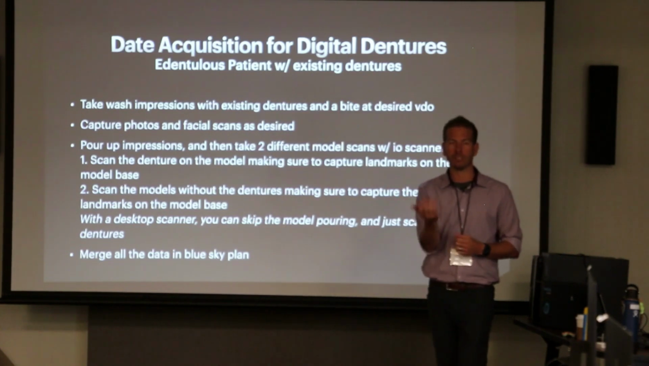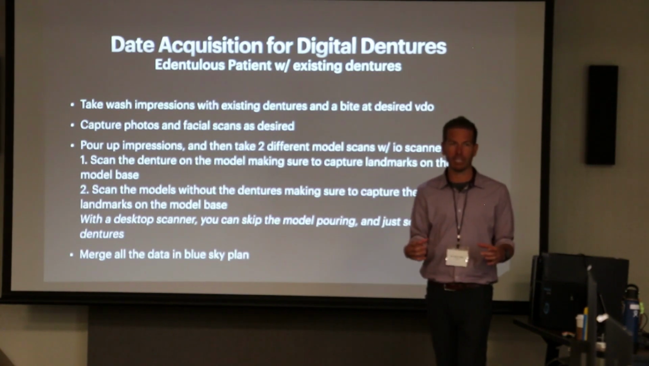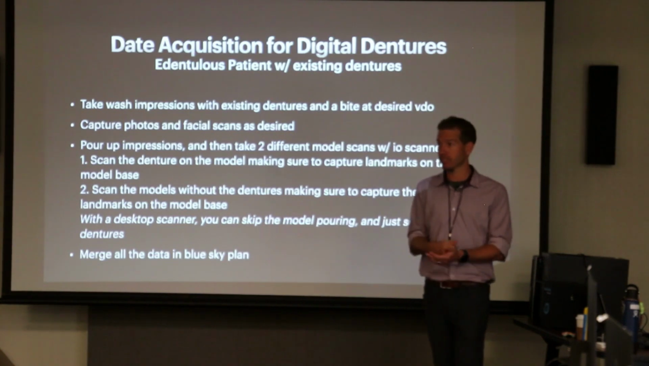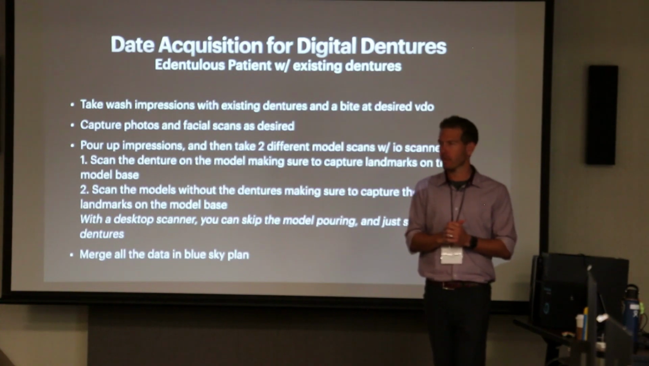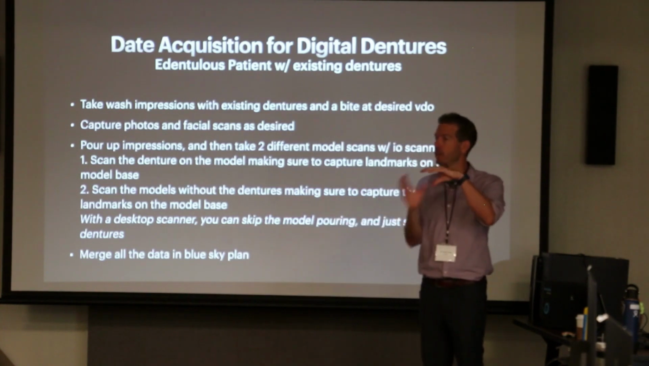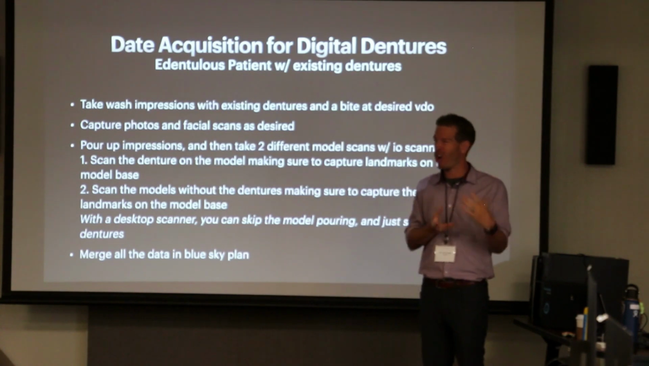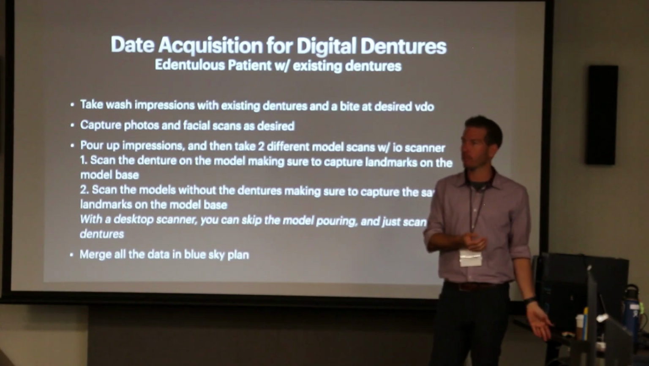You wash impression someone's denture, you pour up a stone model, let it set up, make sure you have a good landing area with some sort of obvious landmarks that are going to show up in both the scan of the denture on the model and the model itself. Why do you have to do that? So that when you bring both of those models into Blue Sky, you have your master cast and their denture, you can stitch them. And you can stitch them via points with those common points on the base, because you scan their denture on the stone model. And now there's common points.